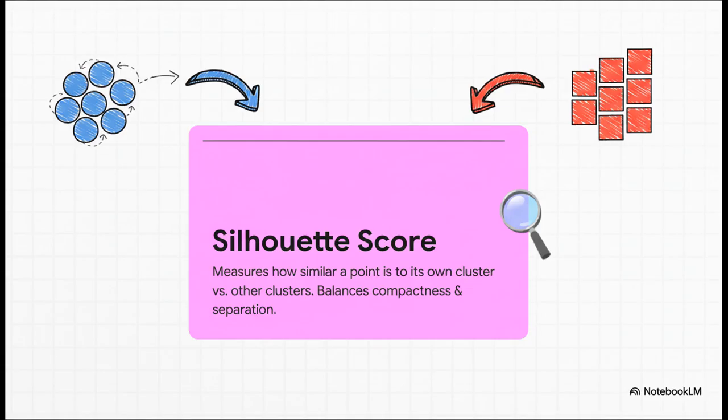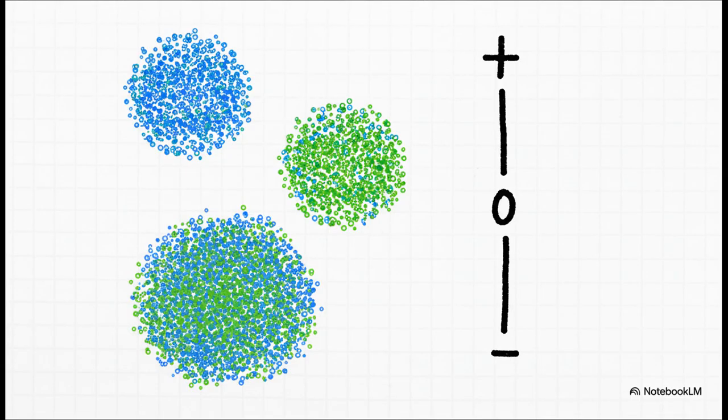What if they're all tight, but they're all overlapping? We also need them to be far apart from each other. And this is where the silhouette score is so cool. It's a really clever metric that looks at both things at once: how compact the clusters are and how separated they are, all in a single score. Think of it like a report card for your clustering job. A score close to +1, that's an A+.